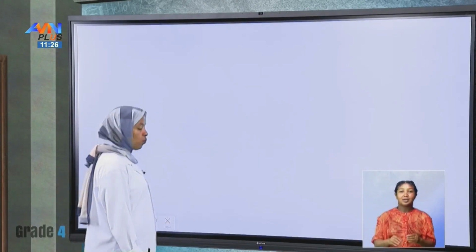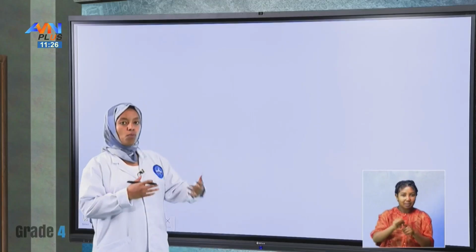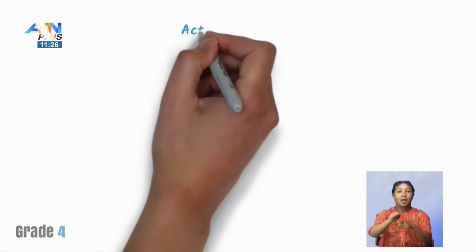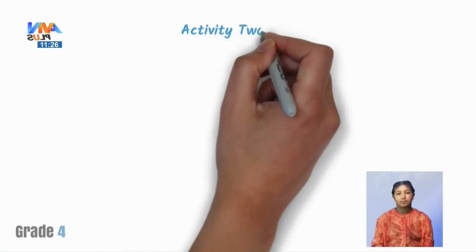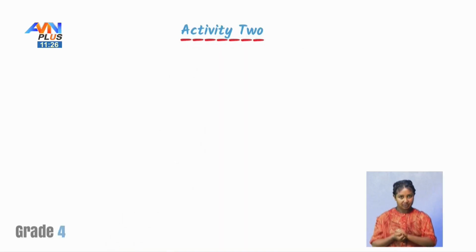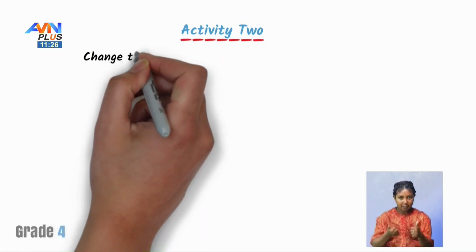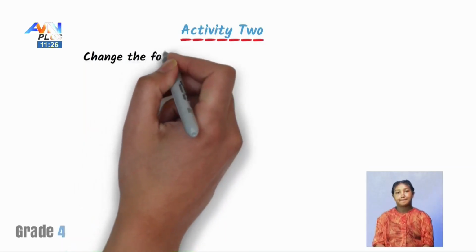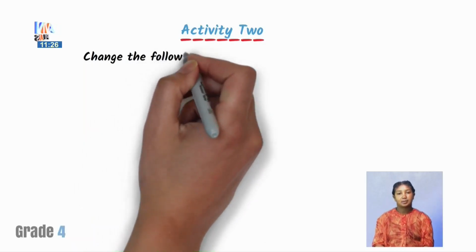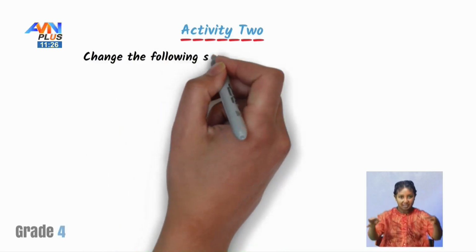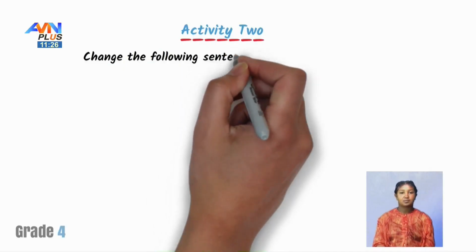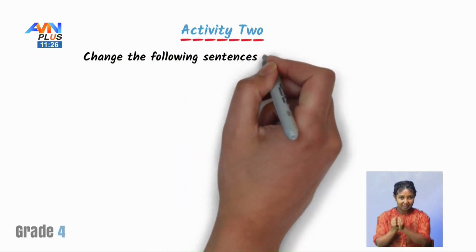Bravo, students. Let me add one activity and let us practice more. Activity 2. Change the following sentences with negative form.